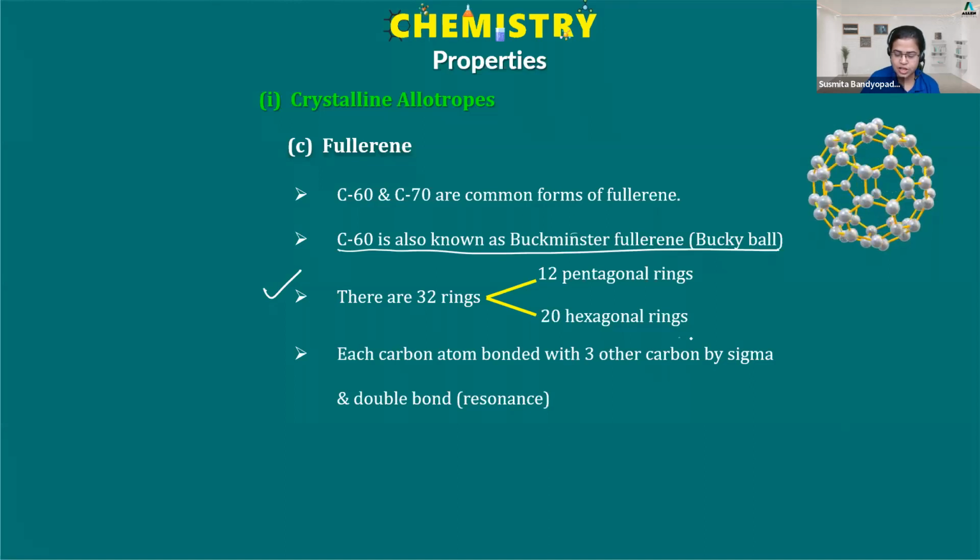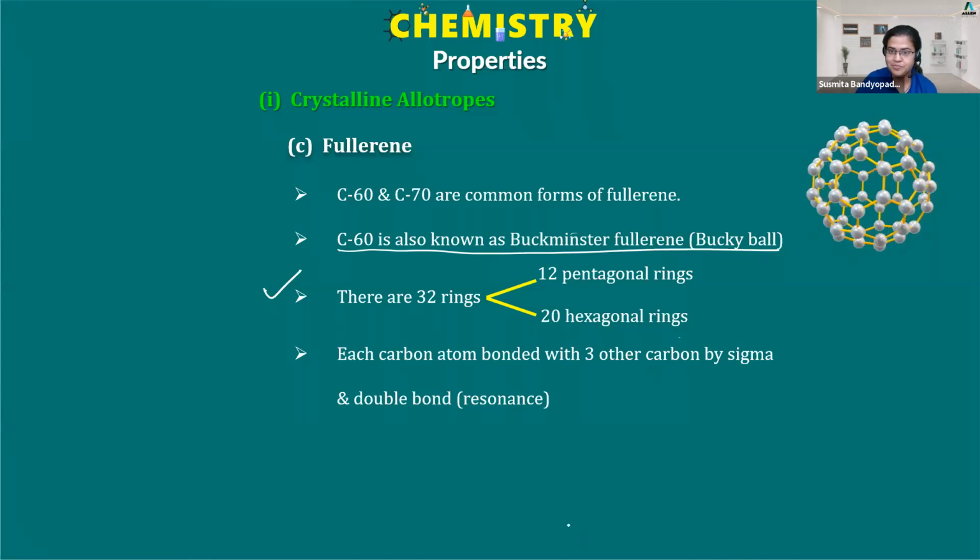So each carbon is bonded with the other carbons by 3 sigma bonds. And the fourth electron, just like graphite, must be delocalized. And resonance must be possible between that delocalized electron in conjugation with the other groups.